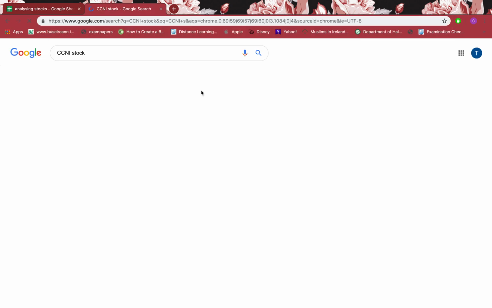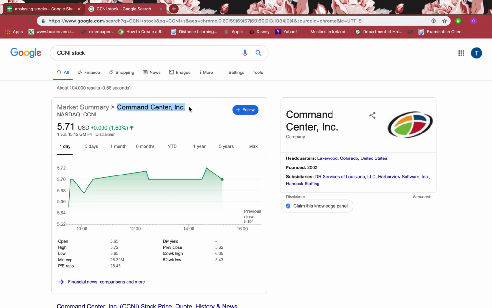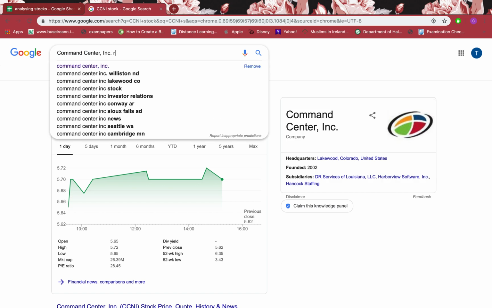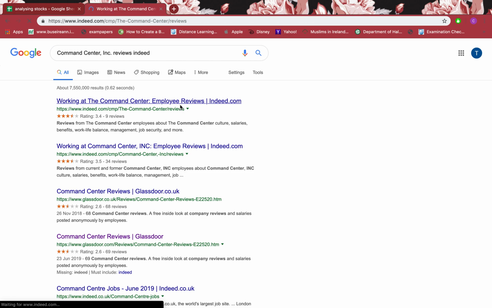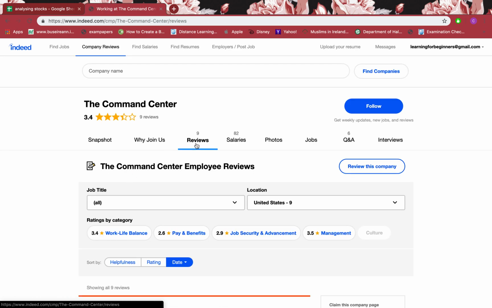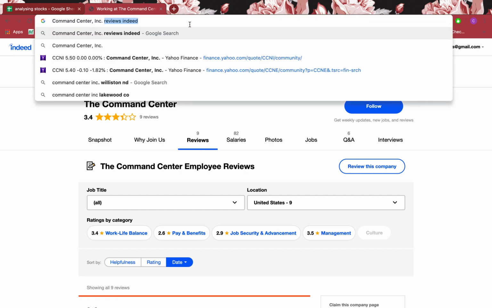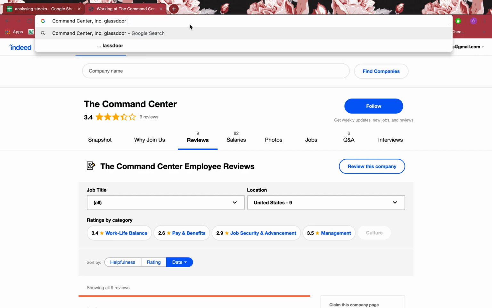Now let's search it in Google, and I'll just copy that and search the reviews on Indeed to see what the employees have to say about it. And you can see 9 reviews, which is not a lot to judge a company, but still it has 3.4, which is average. But 9 reviews is quite few, so I'm not sure if I can decide something on it or not.